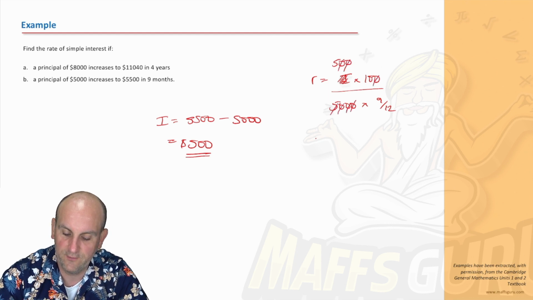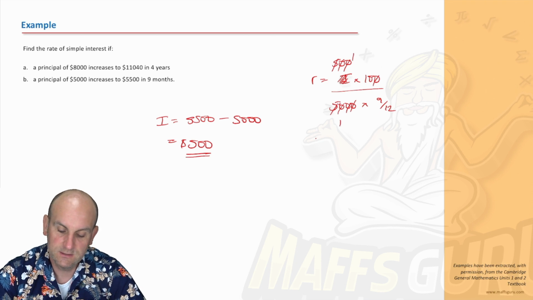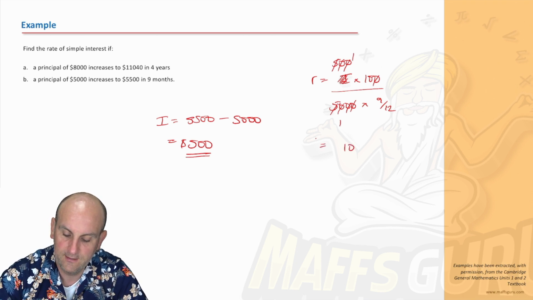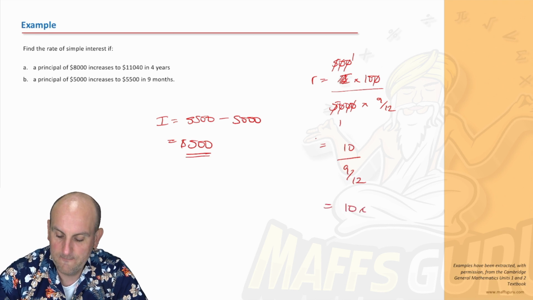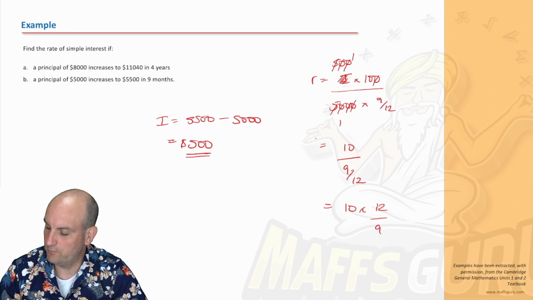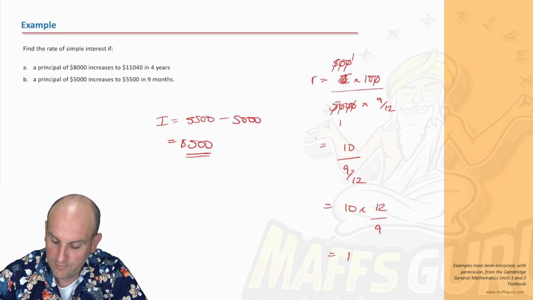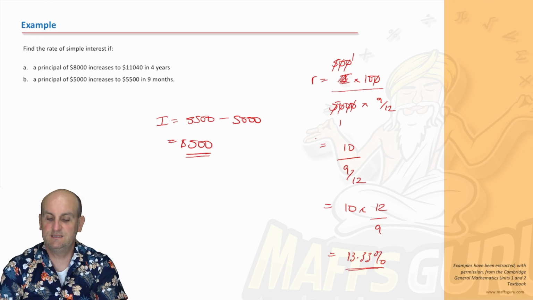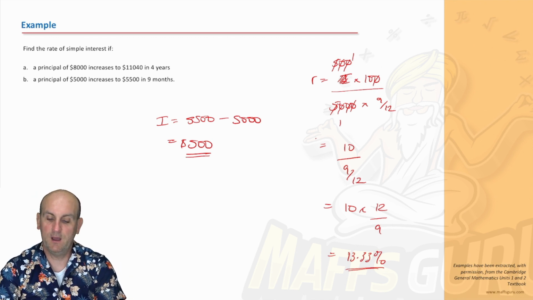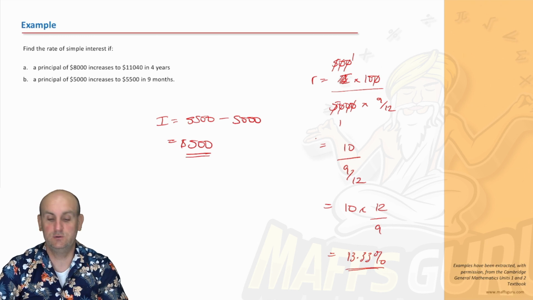0 crosses off of there, 5 crosses off of there to give me ones. So what do I end up with? I end up with 10 divided by 9 12ths. That is the same as 10 multiplied by 12 on 9. So 120 divided by 9 gives me 13.33. 13.33, and again, percent. Now, because in this situation they didn't give an accuracy, I'm just going to round it to 2 decimal places, but always make sure you check for the accuracy.